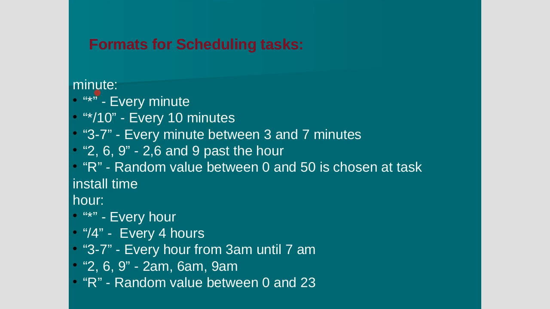For example, for the minute field, asterisk represents every minute, which means you're asking your scheduled task to run every minute. Asterisk /10 means every 10 minutes. 3-7 indicates every minute between 3 and 7. 2,6,9 means 2, 6, and 9 minutes past the hour. And R means a random value between 0 and 15 is chosen at the task installation time, which is very similar for the hour field as well.